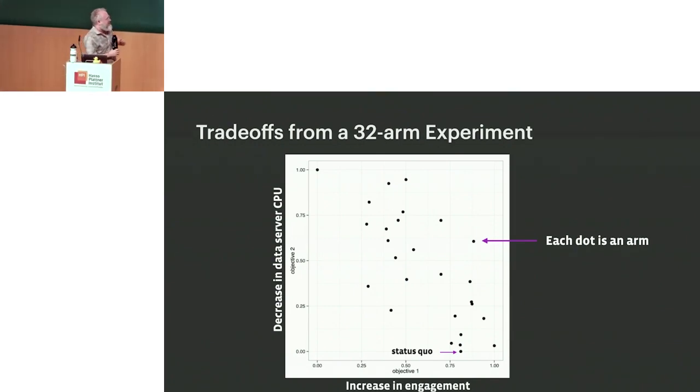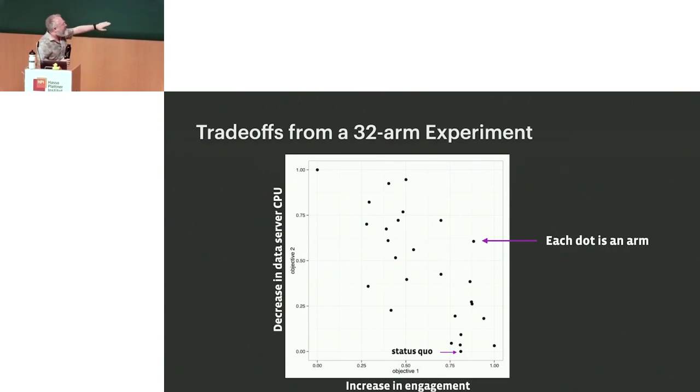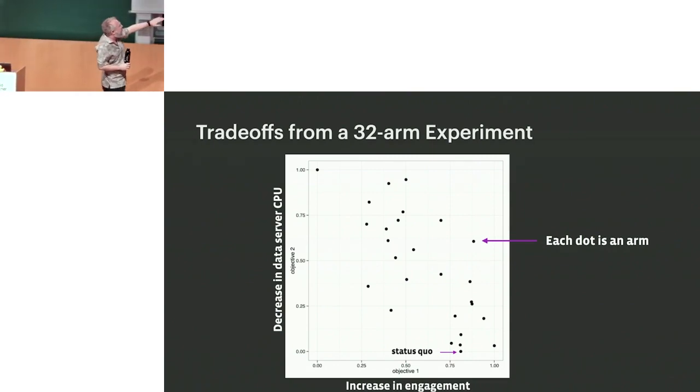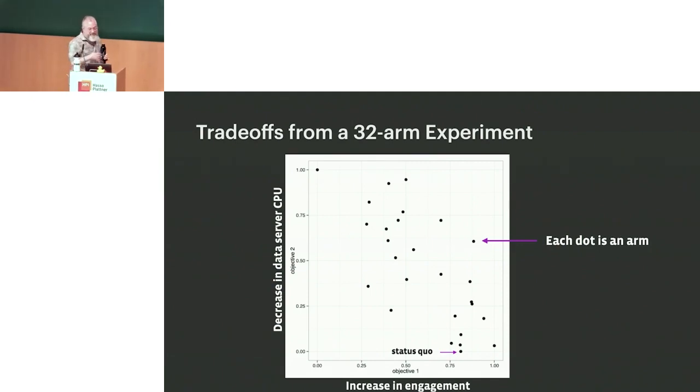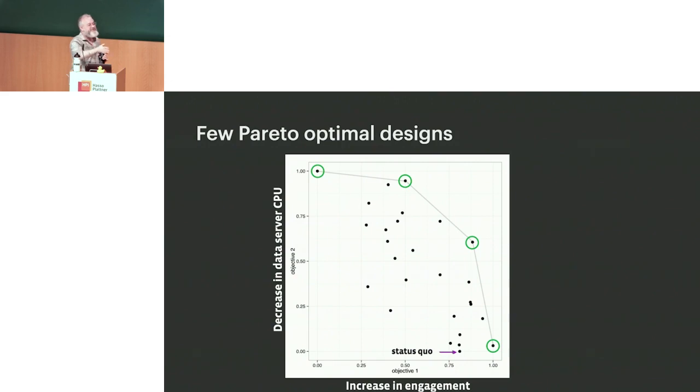But we see that there's a lot of value to the exploration. So here is the status quo. That's what's currently in production. And we can see that there are things that don't change engagement. They don't change any product metrics substantively, but at the same time are able to reduce costs. So there is this Pareto frontier that exists of logical outcomes.